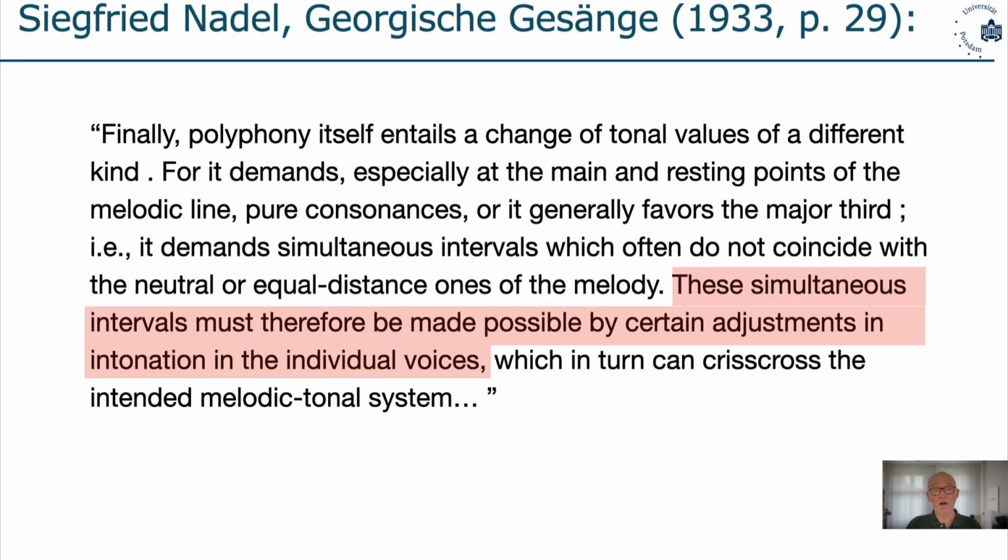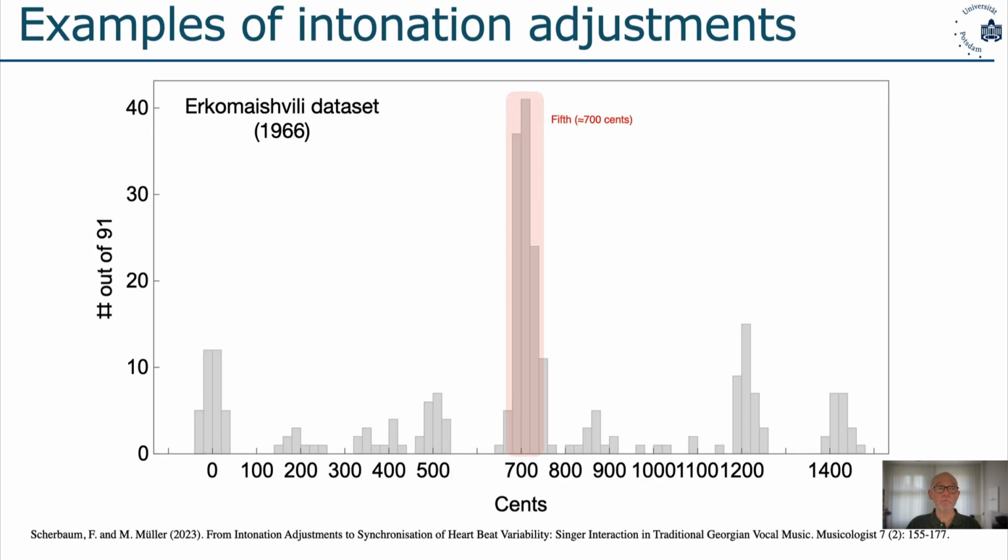Traditional Georgian singers are well known for their remarkable ability to rapidly adjust their intonation, often to achieve pure harmonic intervals at particular locations in a song. This phenomenon, as you can see here from the date of origin of this citation, has already been noted by Siegfried Nadel nearly 100 years ago. Here you can see the results of a recent acoustic study of this phenomenon by Meinhard Müller and myself.